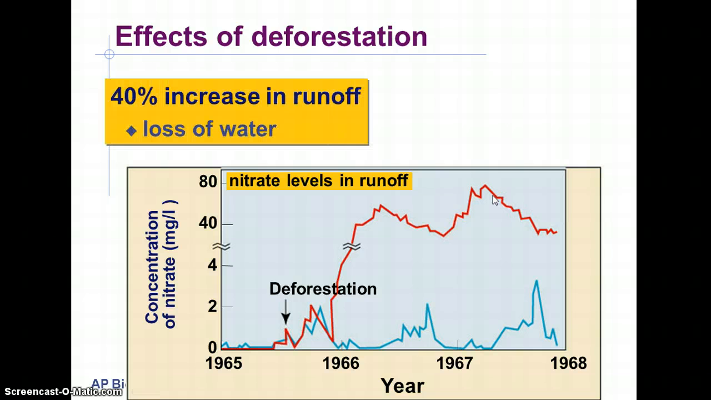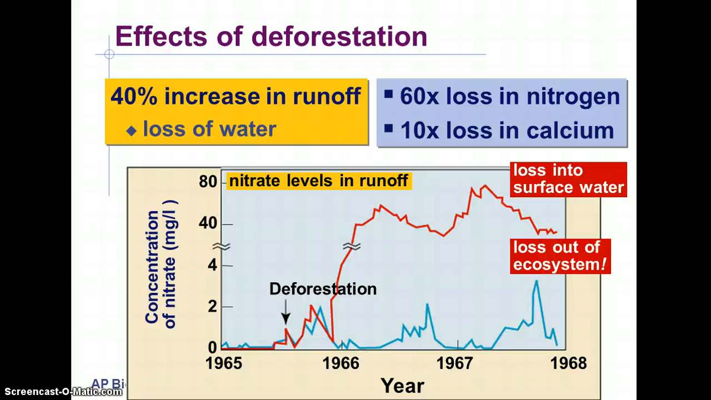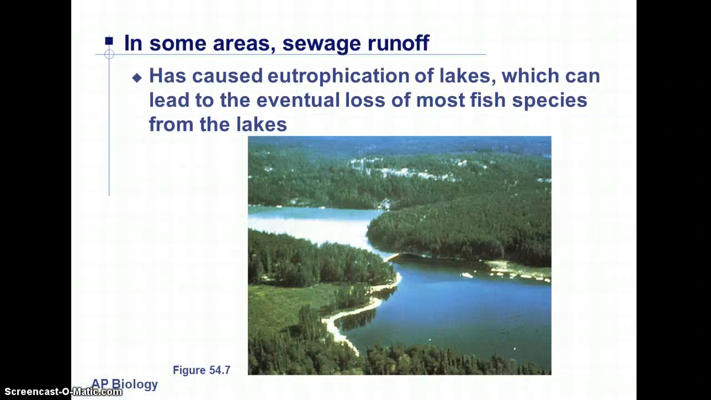40% increase in runoff, so we're losing that water. 60 times the loss in nitrogen, 10 times in calcium, because all of that's running off with the water and we're losing it all. So it's completely out of the ecosystem and gone.